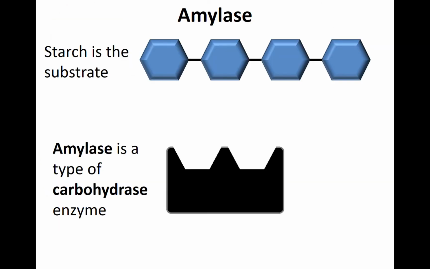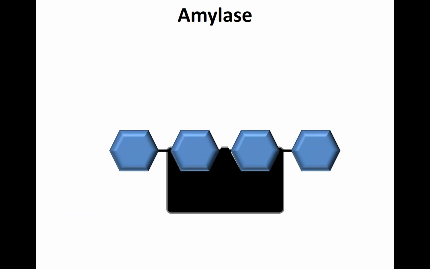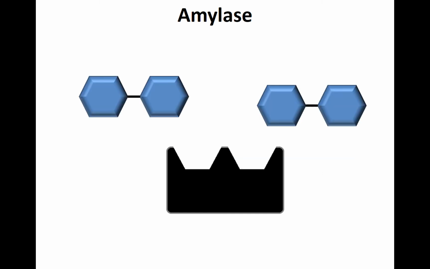We'll start with amylase. Starch, in this case, is the substrate. Amylase is an enzyme that breaks down carbohydrates. So you'll notice that enzymes which break things down have ASE at the end of their name. So, when starch is in the presence of amylase, the starch locks in as a substrate with the enzyme at the active site. The enzyme breaks the starch down into two smaller pieces.